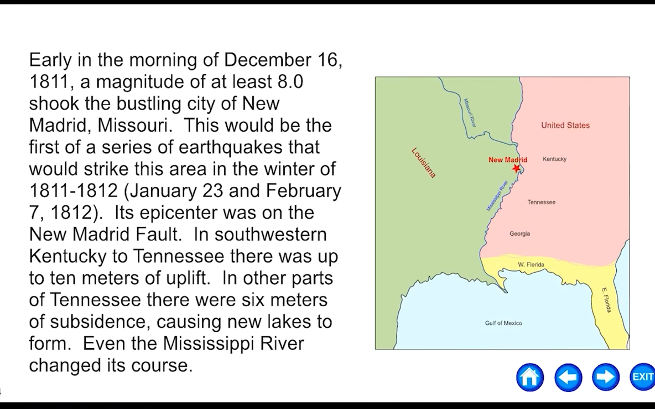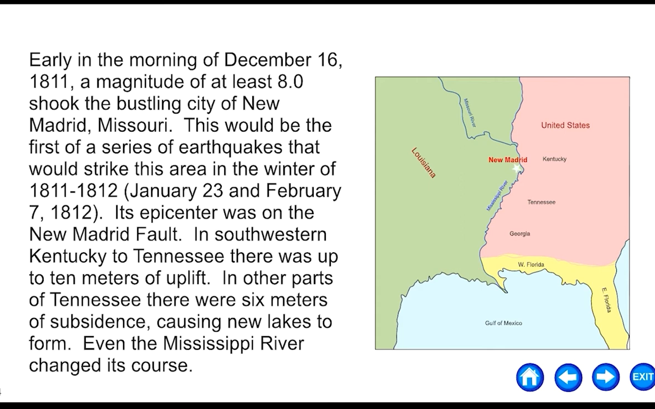Early in the morning of December 16th, 1811, an earthquake of magnitude at least 8.0 shook the bustling city of New Madrid, Missouri. This would be the first of a series of earthquakes that would strike this area in the winter of 1811 to 1812, followed by January 23rd and February 7th, 1812. Its epicenter was on the New Madrid Fault.